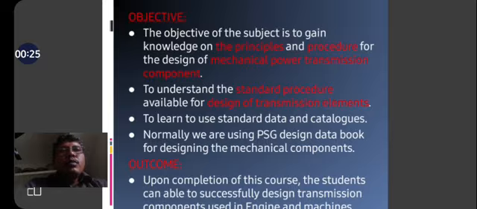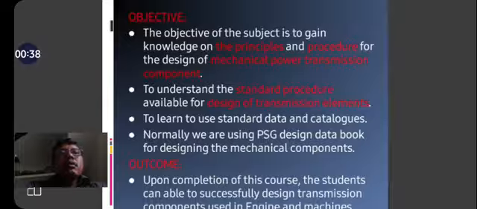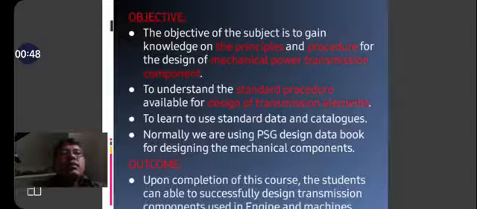The main objective of this subject is to gain knowledge on the principles and procedures for the design of mechanical power transmission. The students will be able to understand the standard procedures for design of transmission elements, and also to use standard data and catalogs. Normally we use the PSG data book for designing the mechanical components.